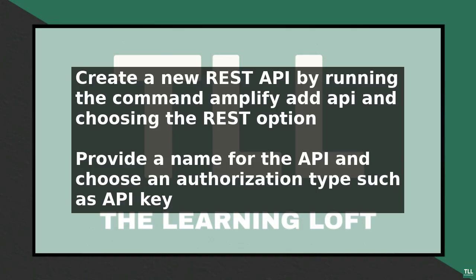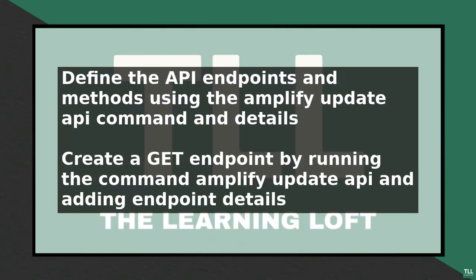After configuring the API, deploy it to AWS by running the command amplify push. This command creates the necessary AWS resources, including the API gateway and Lambda function.